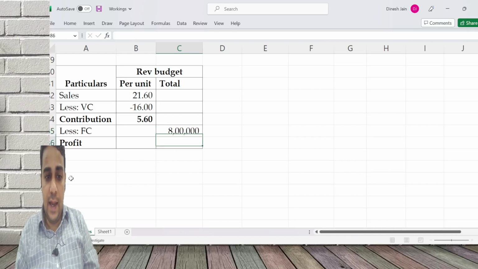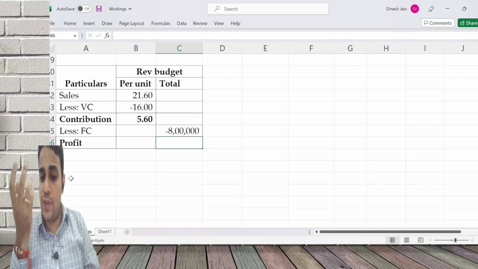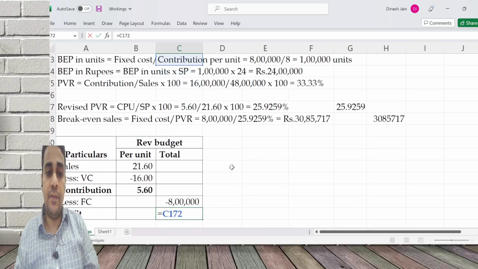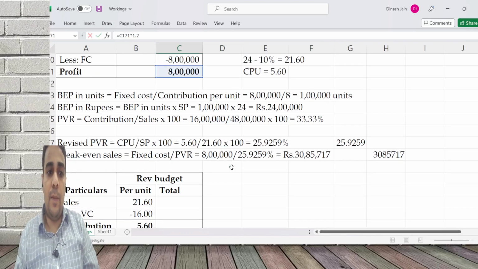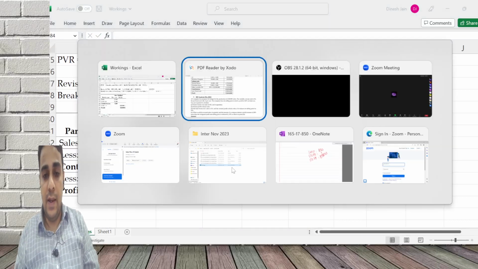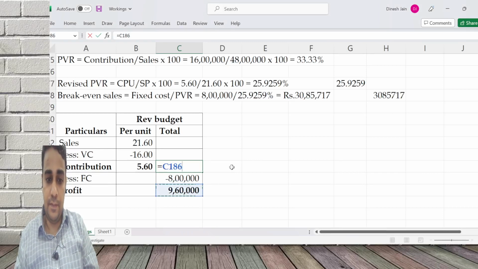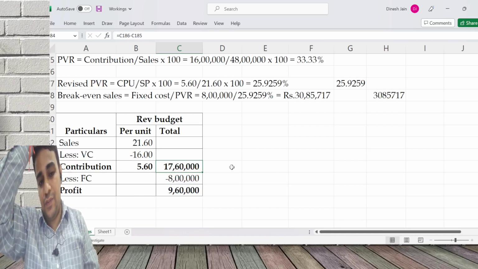Fixed cost is 8 lakh. Fixed cost is 4 per unit, but fixed cost is not going to change just because you sell more units. So fixed cost is 8 lakhs. Profit is 8 lakh into 1.2, an extra 20%. I need an increase of 20%. This will give me the number of units now.